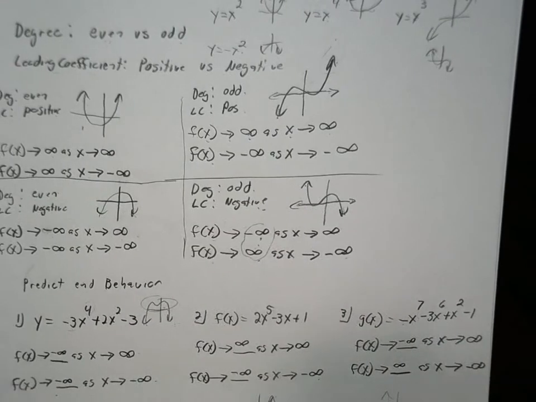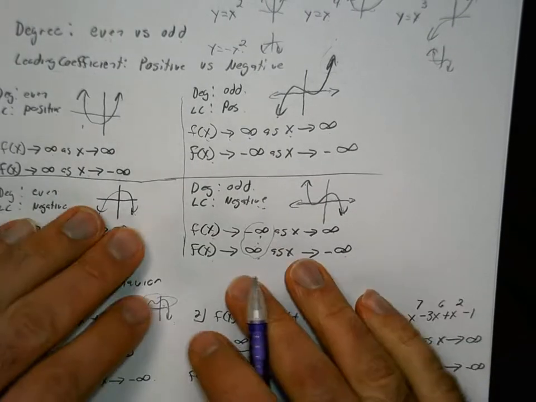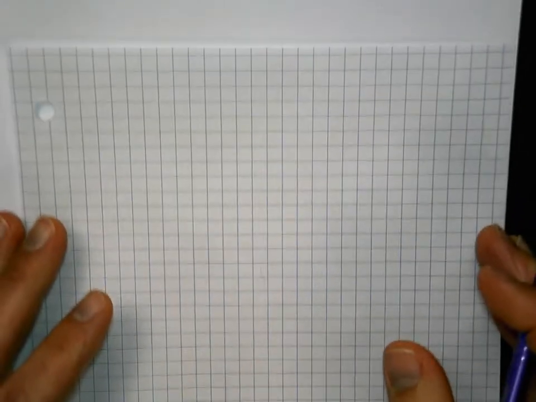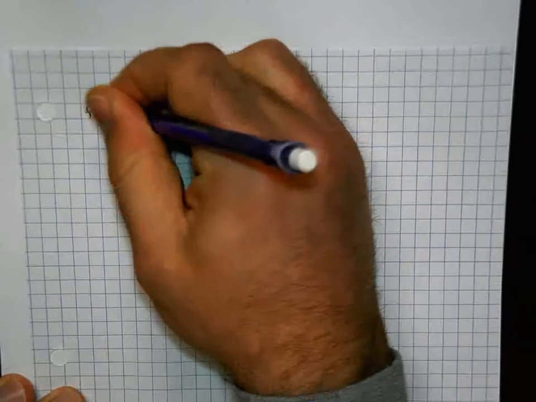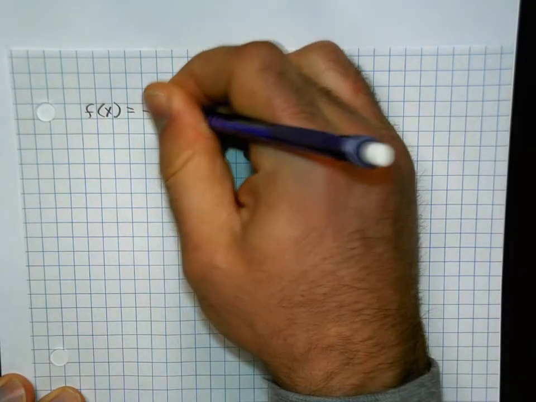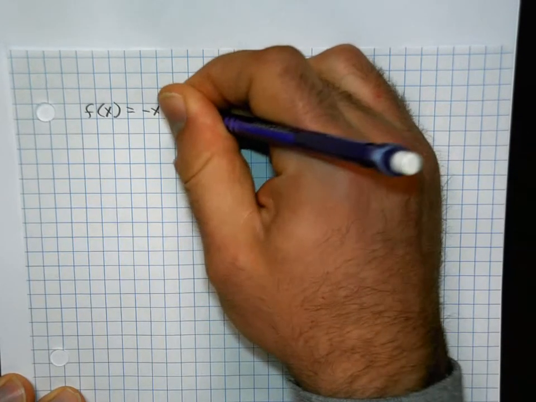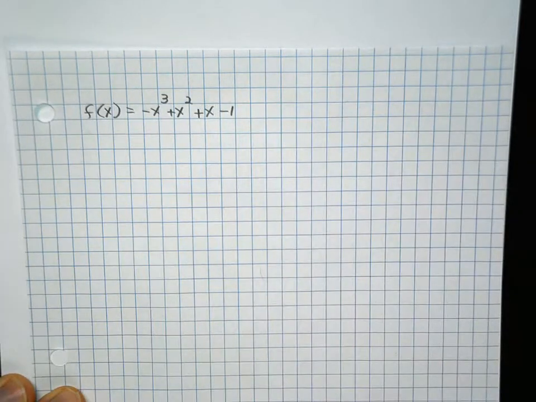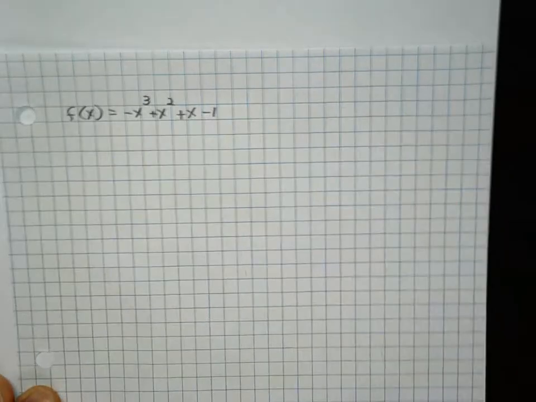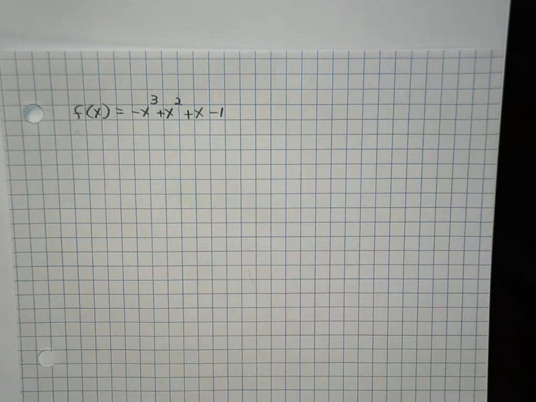Okay, so that's how we interpret end behavior. Now, how do we actually graph? Well, get our sheet of graph paper and let's graph this one. So the first thing we're going to do is predict our end behavior, and make a quick sketch of the graph.